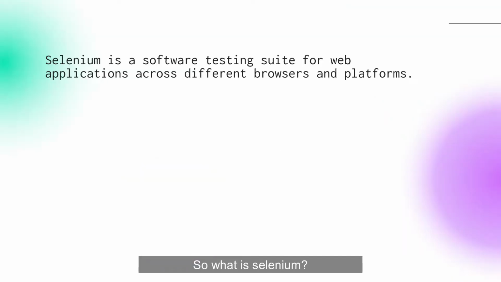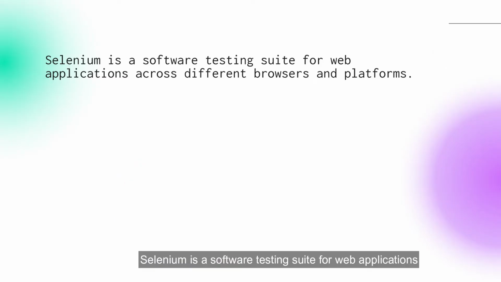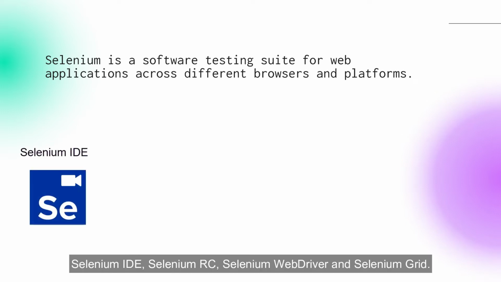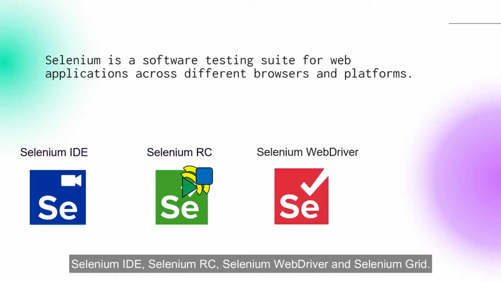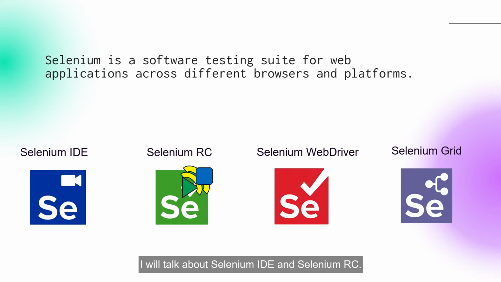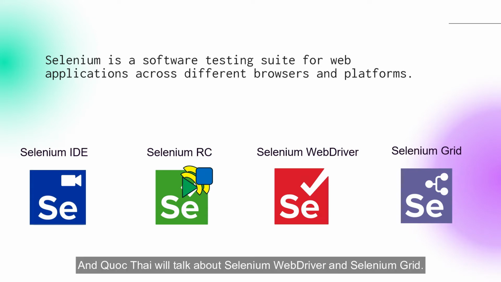So what is Selenium? Selenium is a software testing suite for web applications across different browsers and platforms. According to the Selenium homepage, there are 4 main tools: Selenium IDE, Selenium RC, Selenium WebDriver, and Selenium Grid. I will talk about Selenium IDE and Selenium RC, and Quốc Thái will talk about Selenium WebDriver and Selenium Grid.